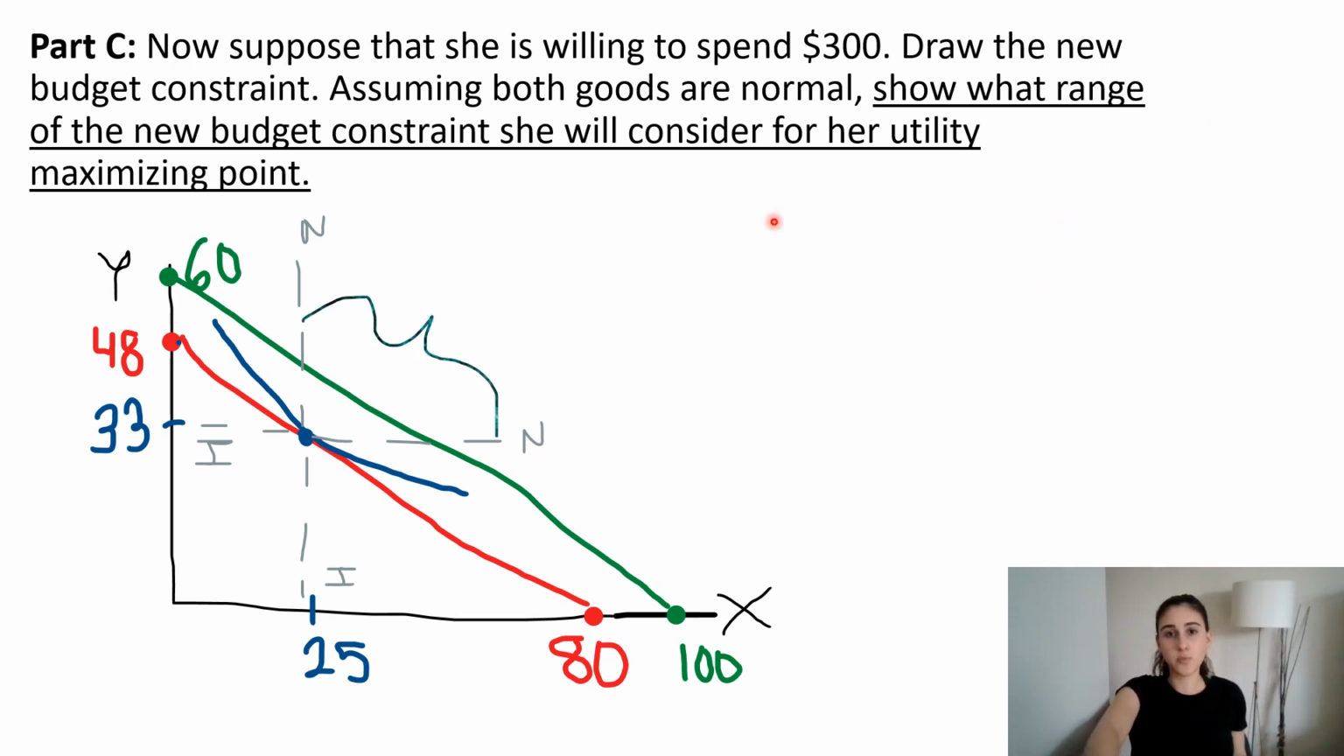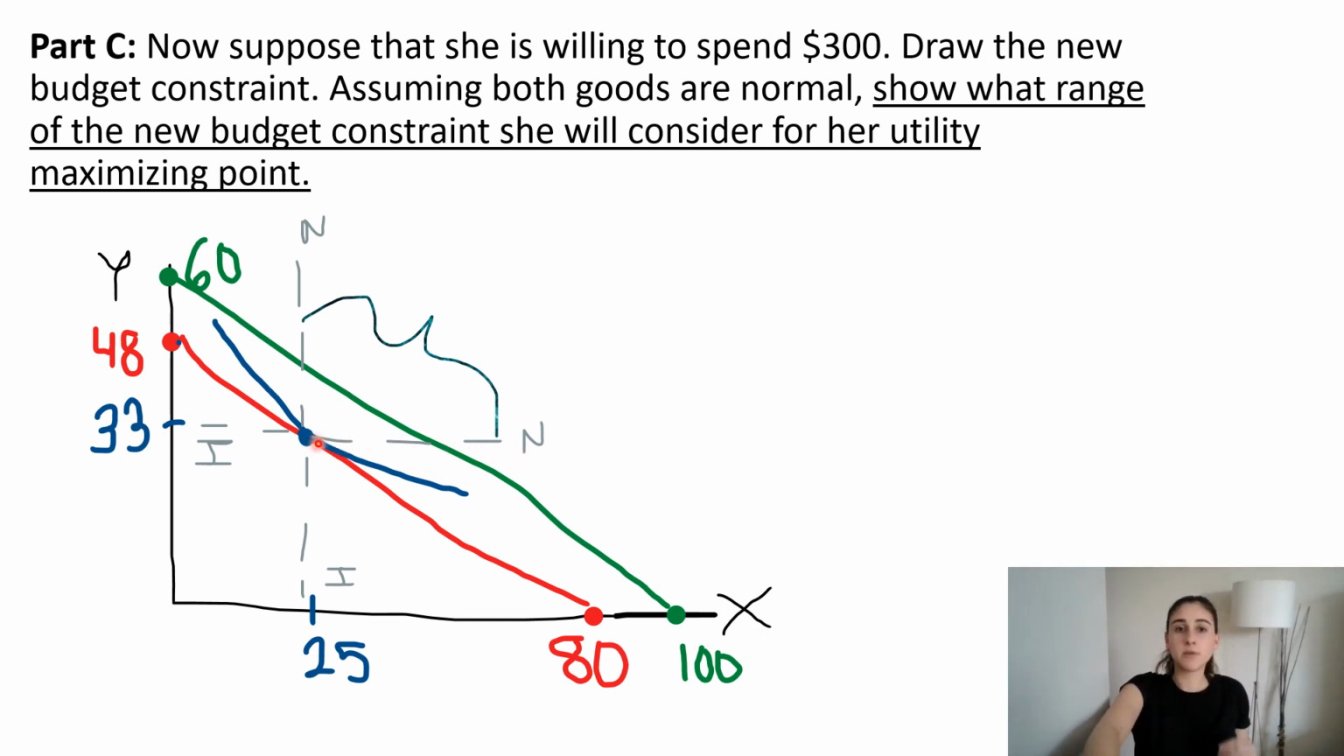In this problem, we are told that both goods are normal. That is, when my income increases, I will choose to buy more of Y and more of X. And that is by definition a normal good. Given that information, I could find the range. On the x-axis, I will buy more because it is a normal good.